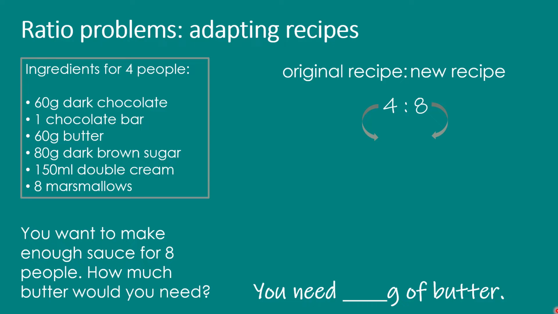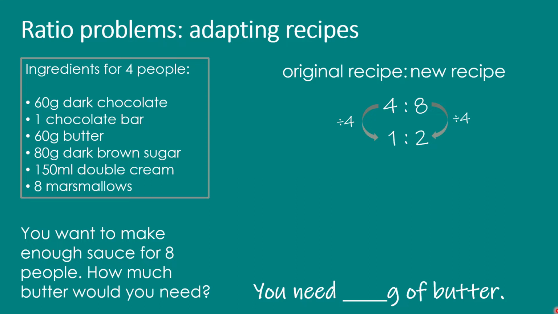We look for a common factor, ideally the highest common factor of our two parts. So what's the highest common factor of 4 and 8? What's the highest number that divides exactly into 4 and 8? Yes, it's 4. So we divide both parts by 4, getting 1 to 2.